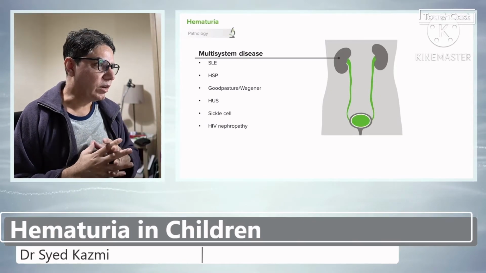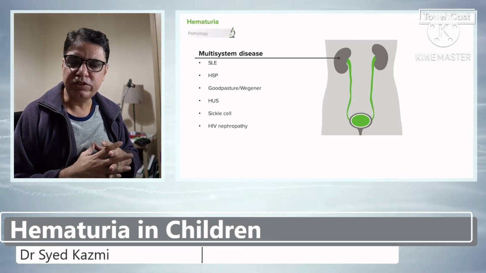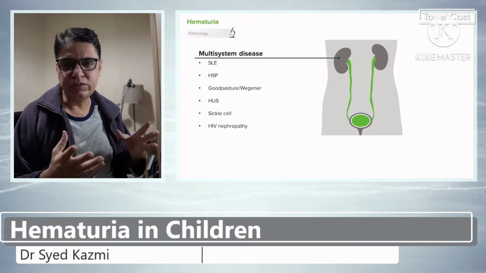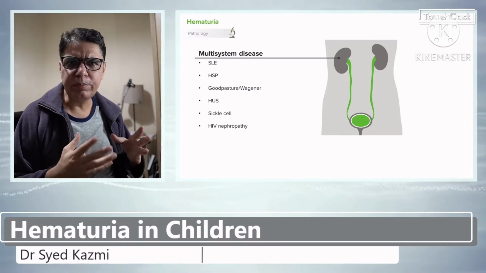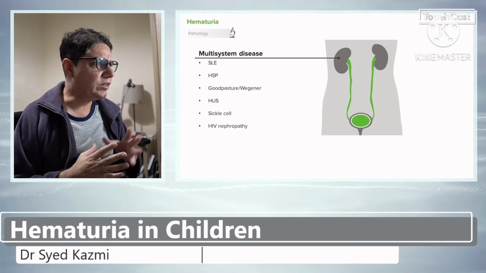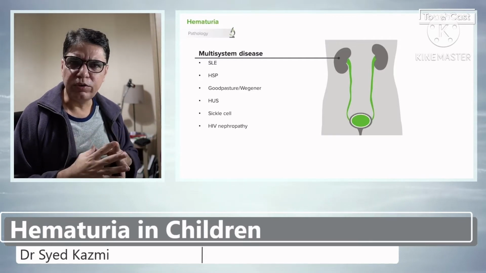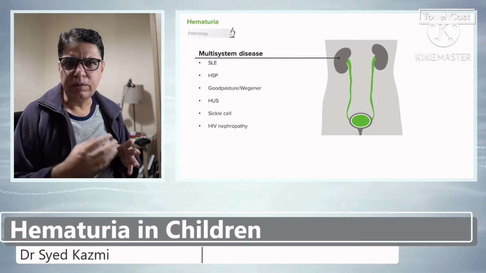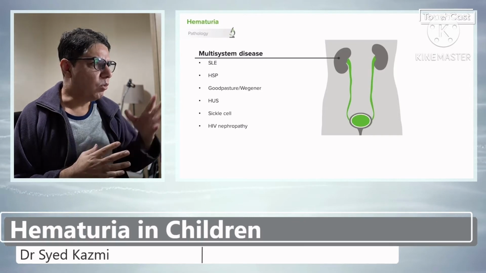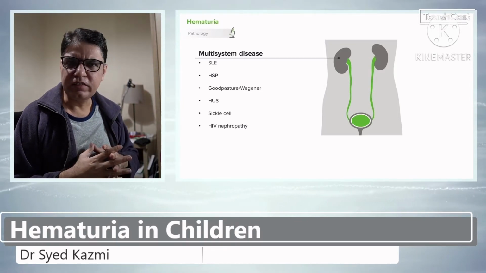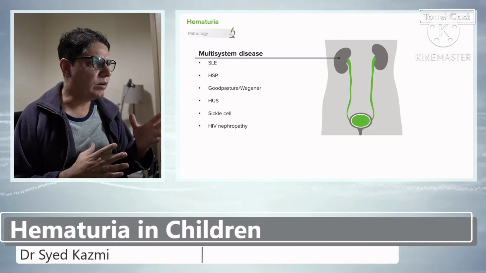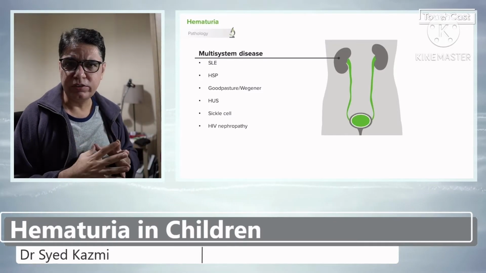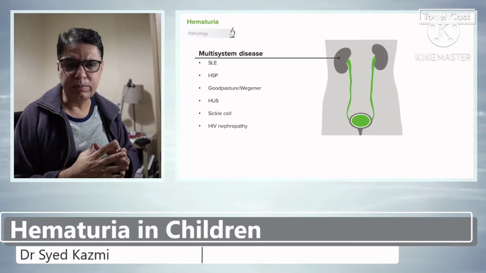The first one is what we call lupus. Systemic lupus erythematosus is a multi-system autoimmune inflammatory disease in which the kidneys can be involved, and if the kidneys are involved, the child can present with blood in their urine. More common than SLE is what we call HSP, Henoch-Schonlein purpura, which is an IgA vasculitis of the medium-sized blood vessels.